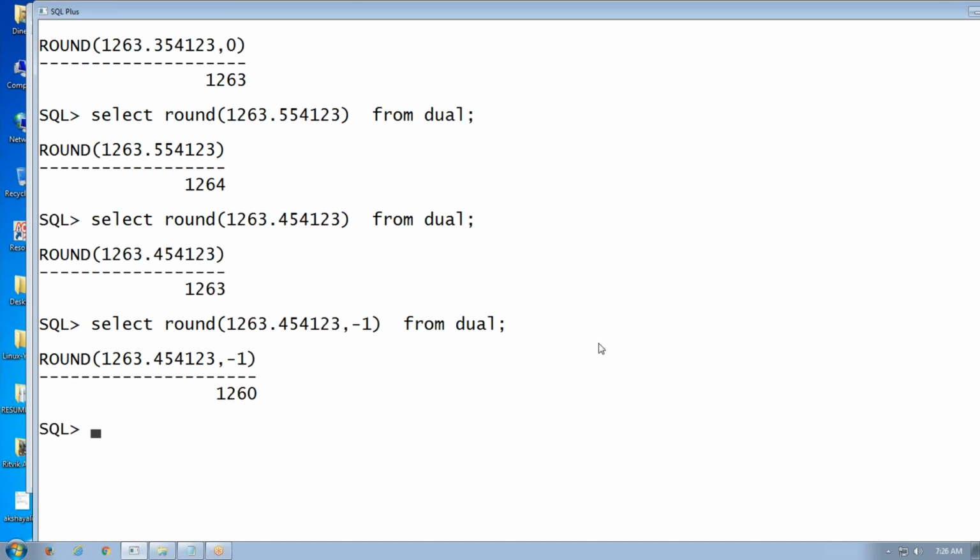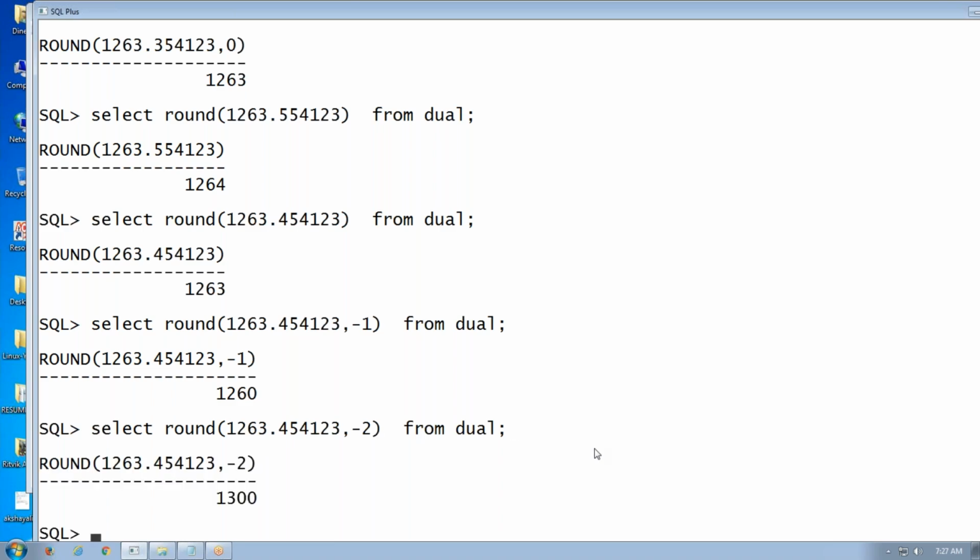Okay. Now the 3 is made as a 0. Suppose if I am using n as minus 2, it means in the integral part make 2 digits as 00. Before making the second digit 0, identify whether the second digit is greater than or equal to 5. Yes. Then the third digit is incremented by 1. 1300 is printed.